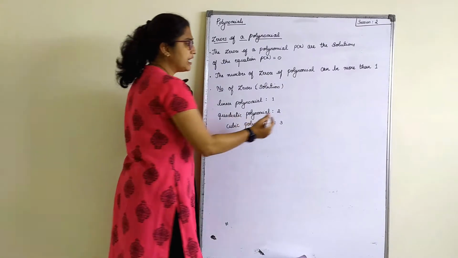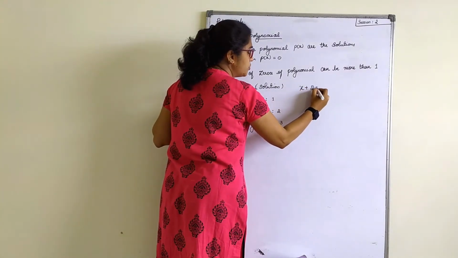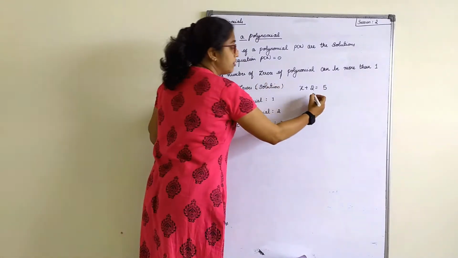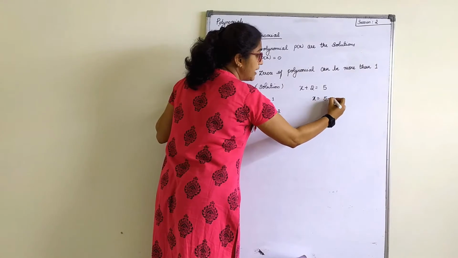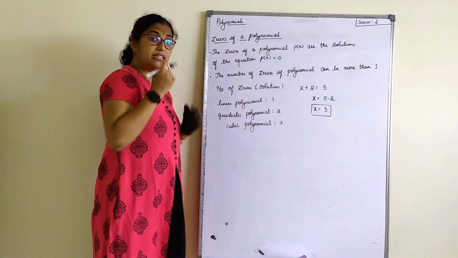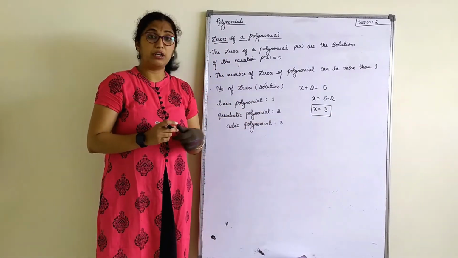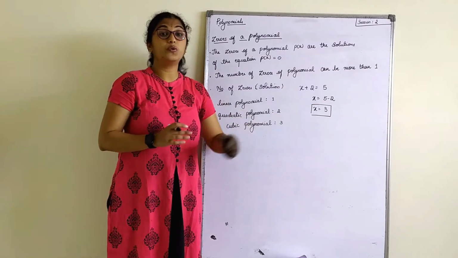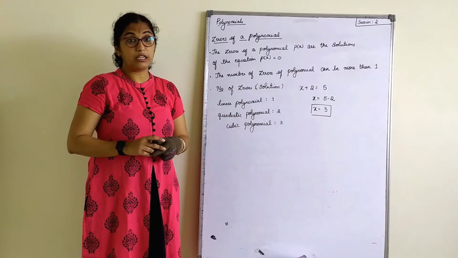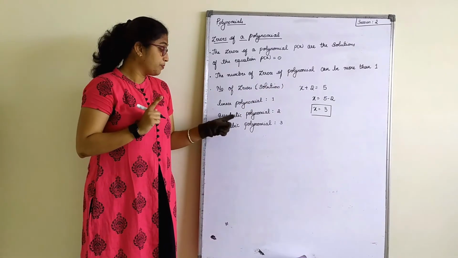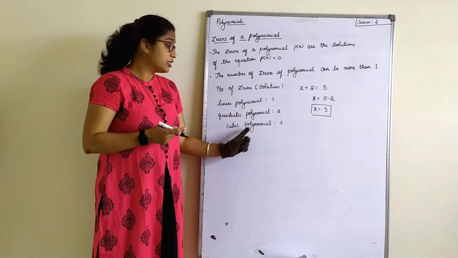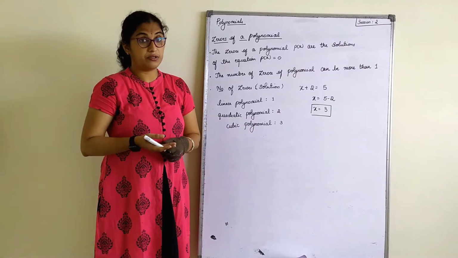If I have a linear polynomial, the number of solutions, that is the number of zeros, is 1. For example, if I write x plus 2 is equal to 5, I have to find the zero of this polynomial. So I can say x is equal to 5 minus 2, x is equal to 3, correct? Now x is equal to 3 is the solution of the given polynomial. That means x is equal to 3 is the zero of the given polynomial. It's a linear polynomial, so it has only one zero. Suppose it is a quadratic polynomial, then it will have 2 zeros. A cubic polynomial will have 3 zeros, right?